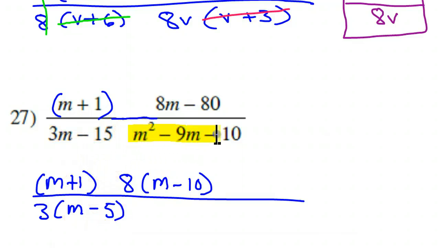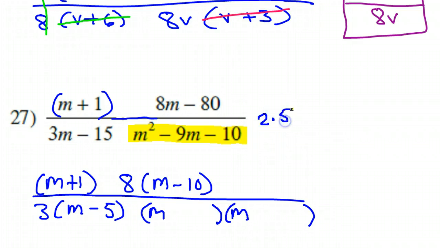Alright, now focus your eyes on this trinomial. Alright, a trinomial like this will usually factor as a binomial times a binomial. M squared is m times m. 10 has two possibilities. First thing that comes to my mind is 2 times 5, but that won't help me make 9. So the only other possibility is 1 times 10. Okay, so just out of convenience, I'm going to put 10 times 1.